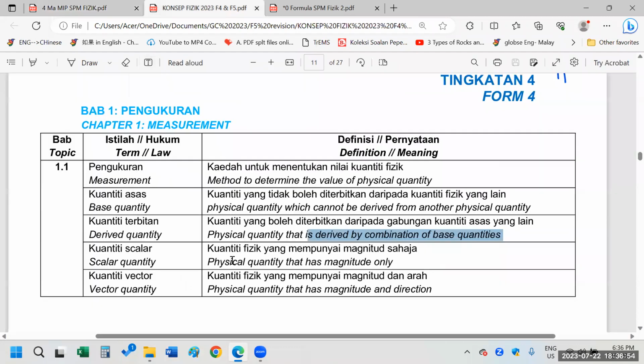Okay, so vector and scalar: scalar only has magnitude, but vector has magnitude and direction.